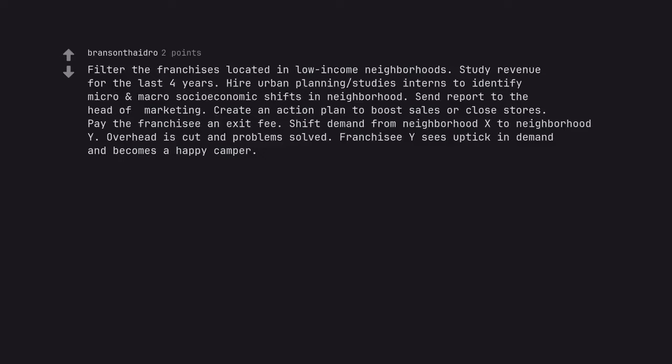Filter the franchises located in low income neighborhoods. Study revenue for the last 4 years. Hire urban planning studies interns to identify macro socioeconomic shifts in neighborhoods. Send report to the head of marketing. Create an action plan to boost sales or close stores. Pay the franchisee an exit fee. Shift demand from neighborhood X to neighborhood Y, overhead is cut and problems solved. Franchisee Y sees uptick in demand and becomes a happy camper.